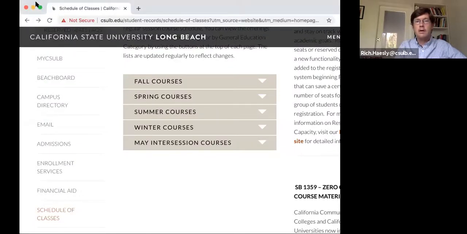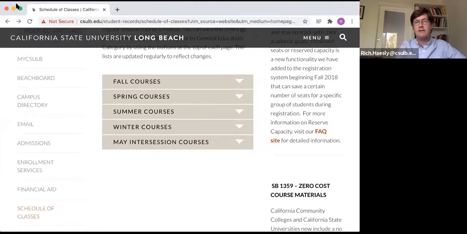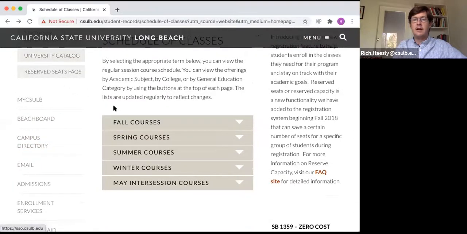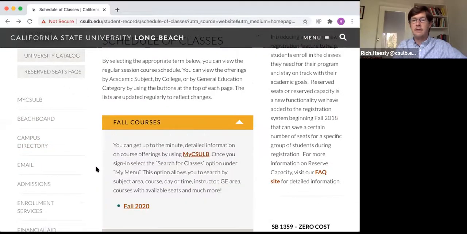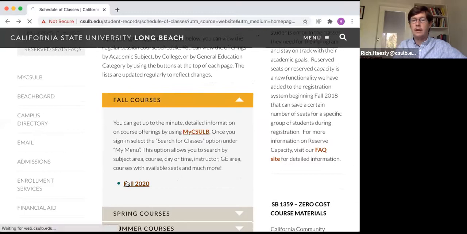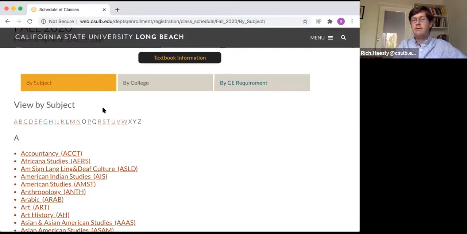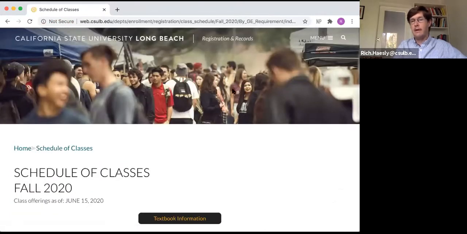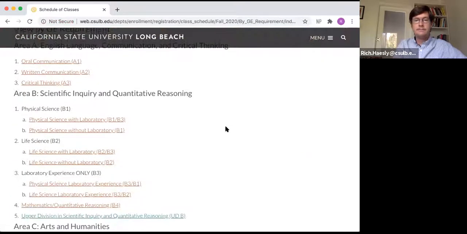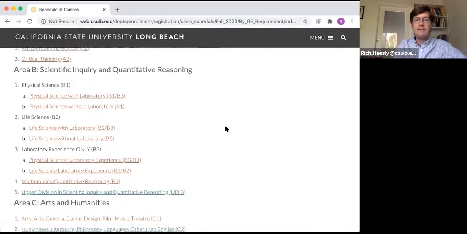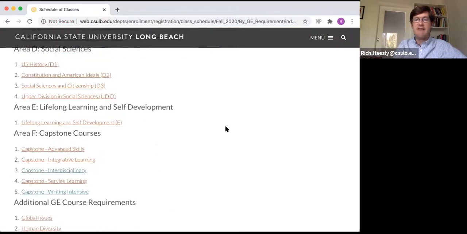Okay, so when we're here under the schedule of classes, we're at the California State University Long Beach website. You go to the schedule of classes, and I'm going to click on fall courses because that's what I'm going to take a look at. Under fall of 2020, click on that. And what I can do is search by subject, so political science, by college, liberal arts. But what's also useful is I can search by GE requirement. I click on GE requirement. And there you have your area A, B, C, D, E, and F. This category F are your capstone courses.